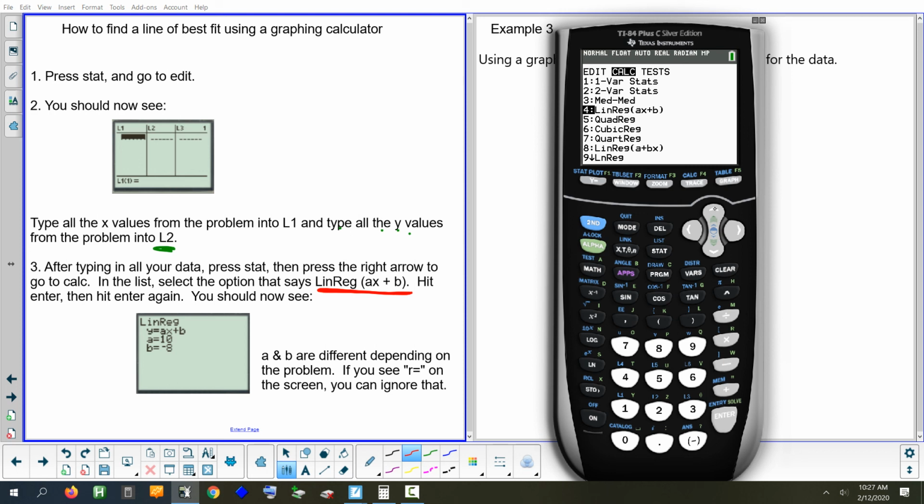You want this one, ax plus b. It's like mx plus b. They don't use m on the calculator. They use a. But what do you think the a stands for? Slope. And what do you think the b stands for? Y-intercept. So once you highlight option 4, press enter. Now, I have an extra step on mine. I don't think yours is going to have the extra step.